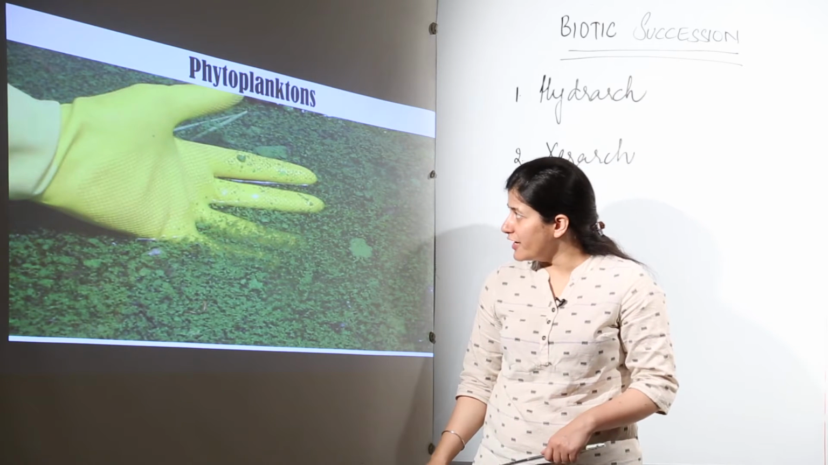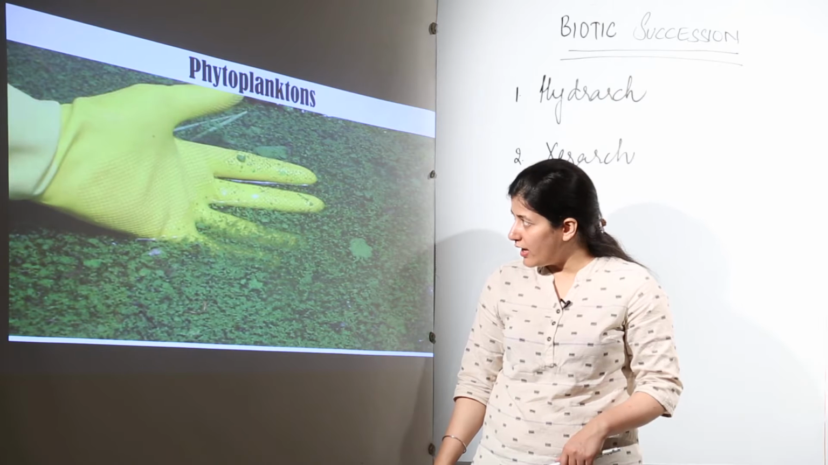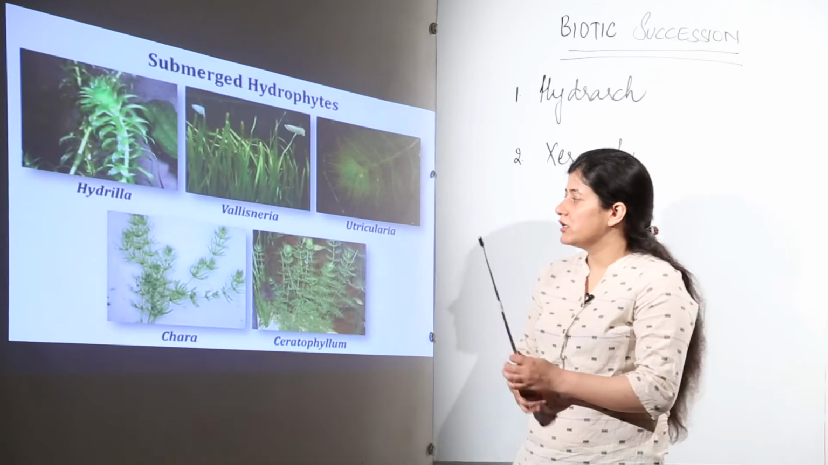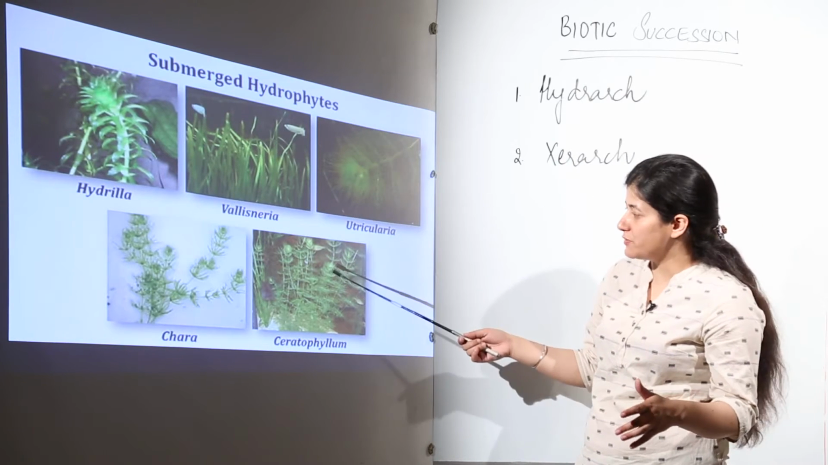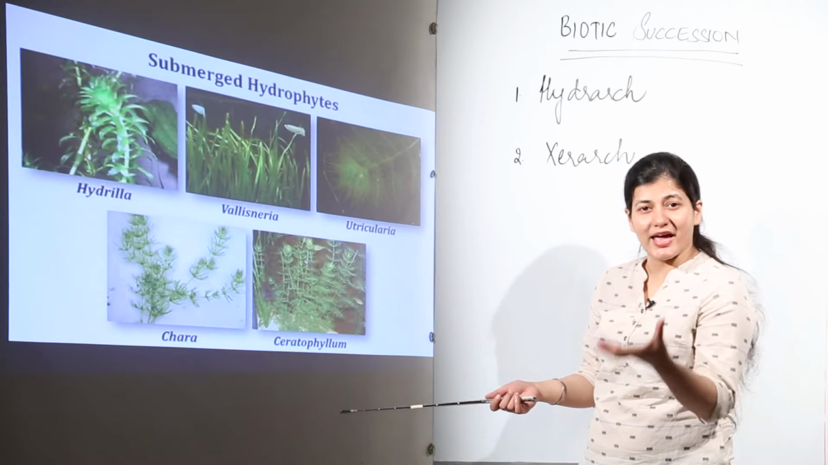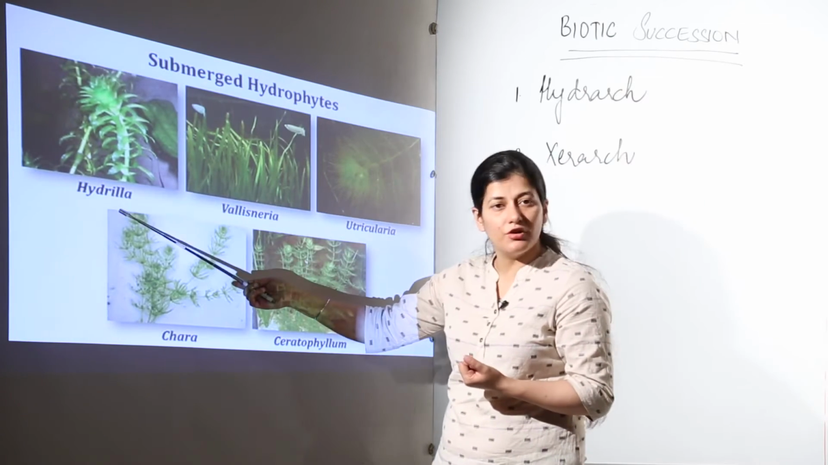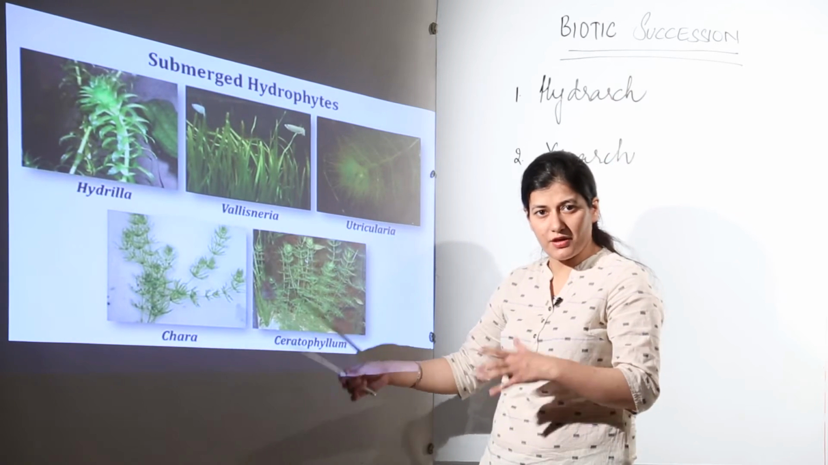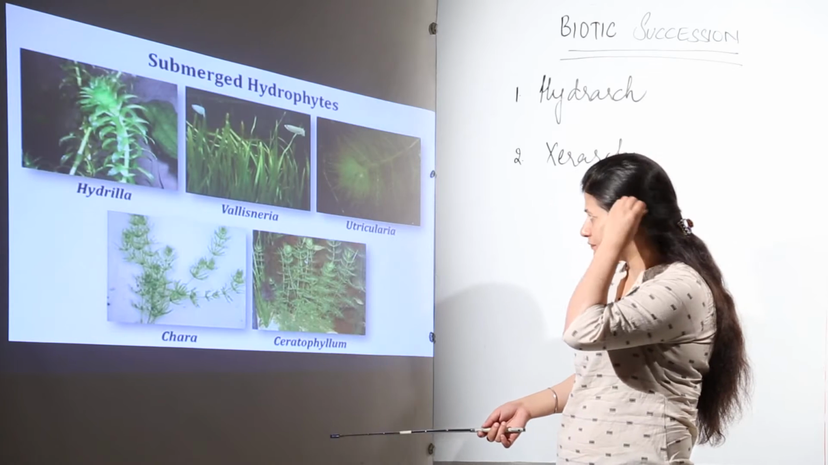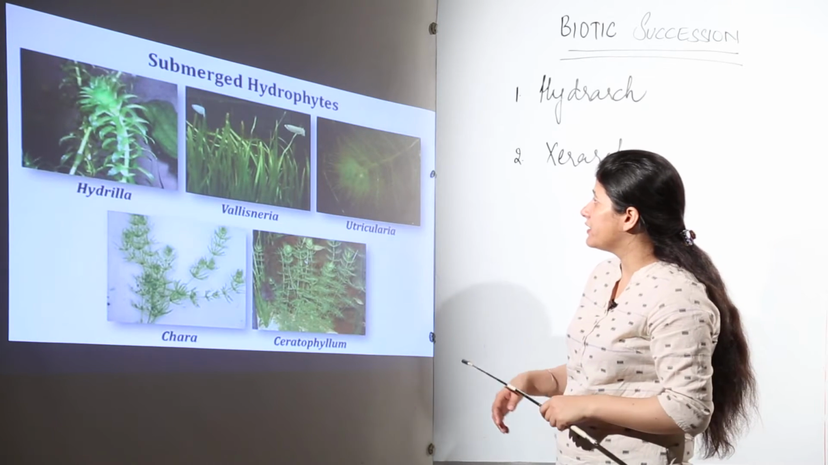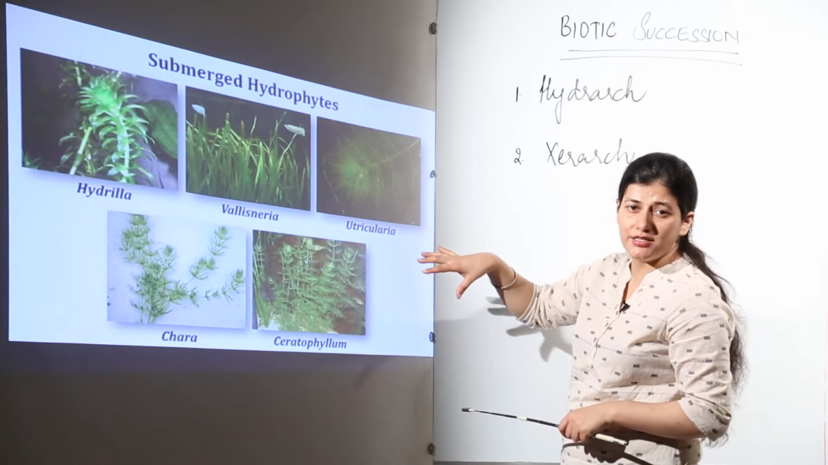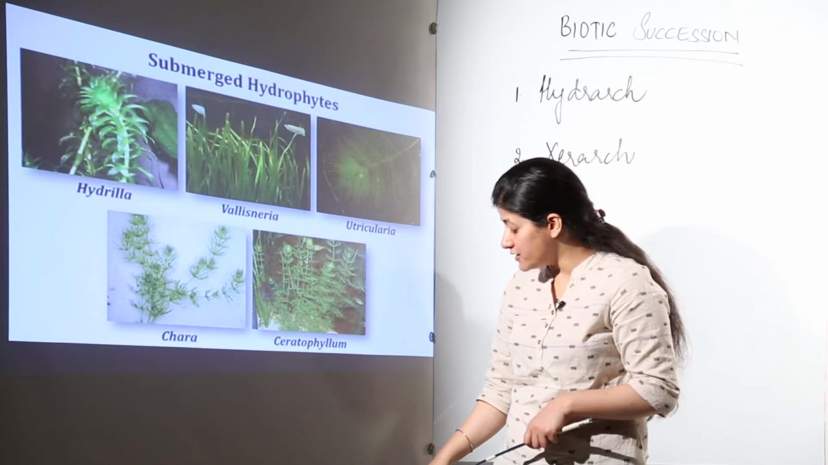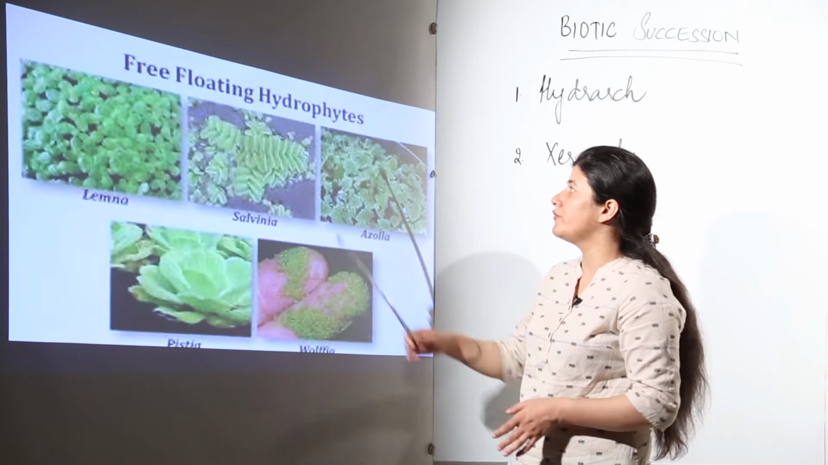These phytoplanktons would lead the way, by adding biomass to the fresh water, to the growth of submerged hydrophytes. The example of submerged hydrophytes that could grow inside that water body is hydrilla. We have Vallisneria, Utricularia, Ceratophyllum and Chara. Some of them are algae while some are plants, and these submerged hydrophytes are the second stage.